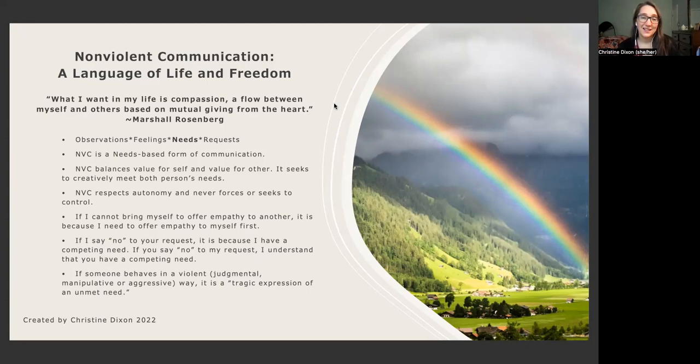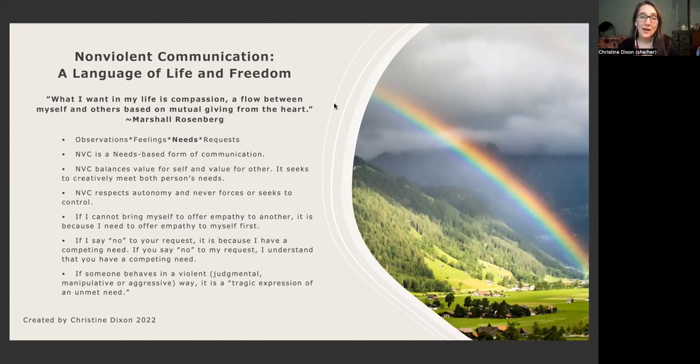Another really important understanding in nonviolent communication is that if I say no to your request, it is because I have a competing need. It's not a rejection. It's not a statement about you. It just means I have a competing need. And likewise, if you say no to my request, I understand that you have a competing need. So in nonviolent communication, no is always a gift, and it's never the end of the conversation, because it just means, oh, let me get curious about what your competing need is. And maybe we can creatively find a solution that meets both, or maybe I need to release the strategy of you being the one to meet my need, but I can still care about your need and my need, and I cannot take your no personally as rejection.